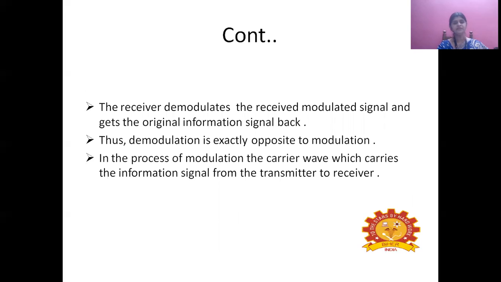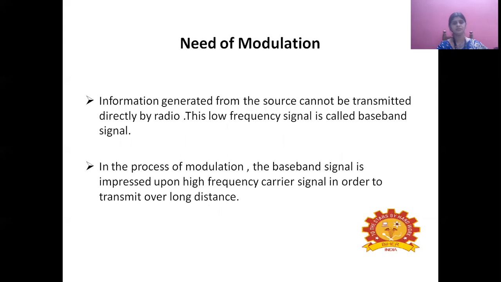So the receiver demodulates the received modulated signal. That is, it extracts the message from the carrier, due to which the original information is obtained. So this demodulation is exactly opposite to the modulation. In the process of modulation, the carrier signal carries the information from the transmitter to the receiver.